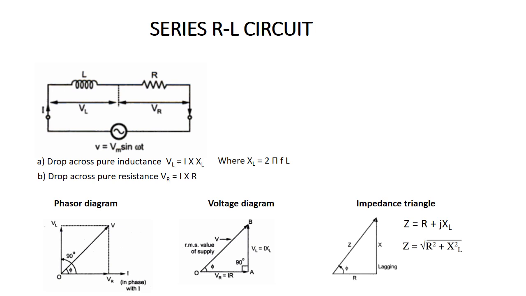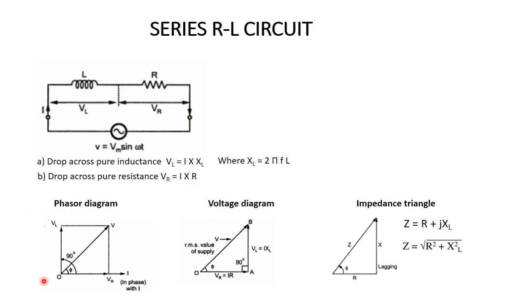Let's take a simple RL circuit. Inductance L is connected in series with resistor R. I is the current supplied by the voltage V. VL is the drop across the pure inductance, which is equal to I XL, where XL equals 2 pi f L. VR is the drop across the pure resistor, which is equal to I R.